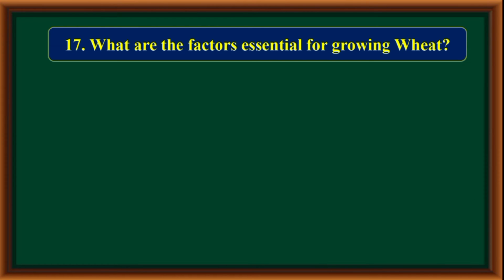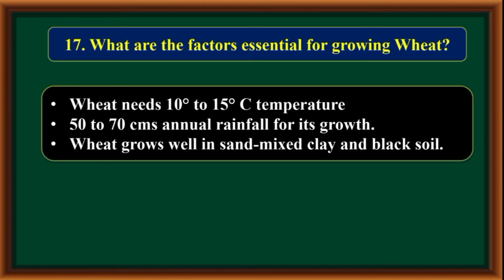What are the factors essential for growing wheat? Wheat needs 10 to 15 degrees Celsius temperature and 50 to 70 centimeters annual rainfall for its growth. Wheat grows well in sand mixed clay and black soil.